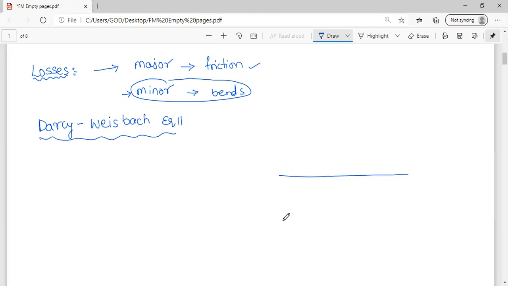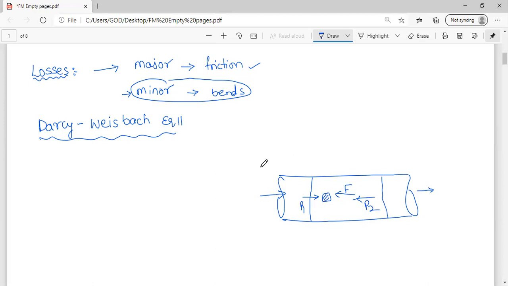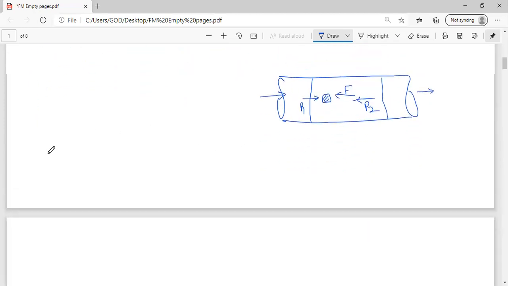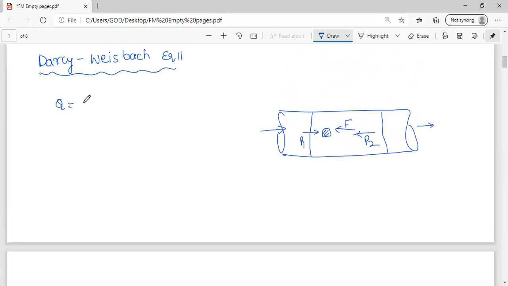For that, I have a pipe. If you observe this pipe, some fluid is flowing from here to here. Let us observe some section. In this section, the frictional force is going backward, acting in reverse, and the P1 force is acting here. P2 pressure force is acting here. From the continuity equation, I can write Q is equal to A1 V1, which is also written as A2 V2, which is also written as AV.